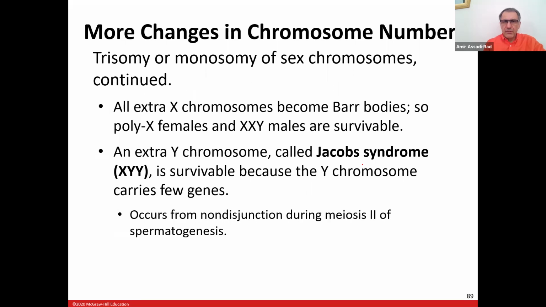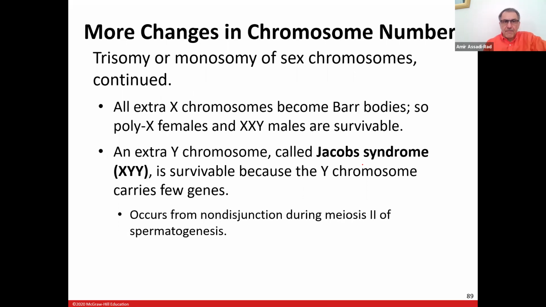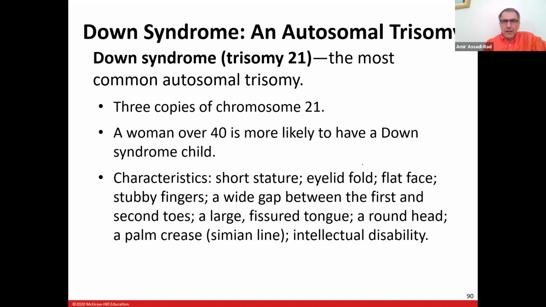Somewhere in here it gives you the definition of Jacobs syndrome. It's XYY. Turner syndrome is missing one X. These are the most likely reasons why a zygote with one X chromosome, Turner syndrome, can survive. But anyhow, these are the reasons.